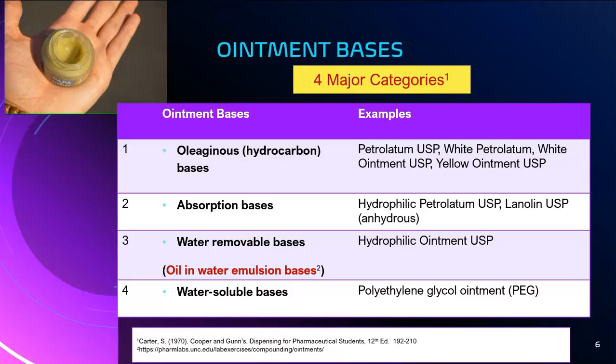Ointment bases are largely categorized into four classes. These include oleaginous or hydrocarbon bases such as petrolatum, which is white soft paraffin or yellow soft paraffin, and we also have white ointment USP and yellow ointment USP. We also have absorption bases, for example, anhydrous lanolin. We have water removable bases, which are emulsion kind of bases, for example, hydrophilic ointment. And the fourth category is water-soluble bases, which include polyethylene glycol.